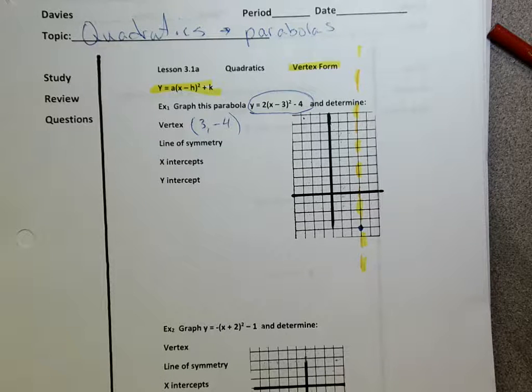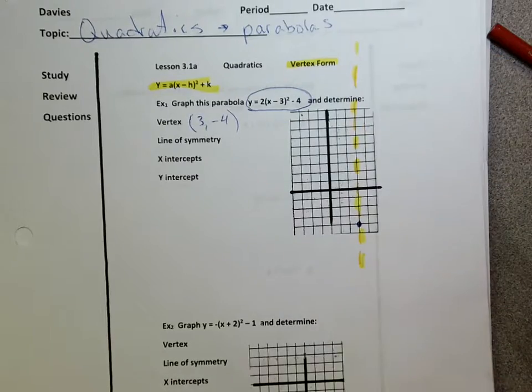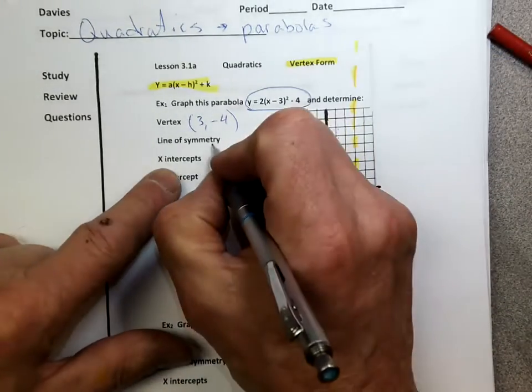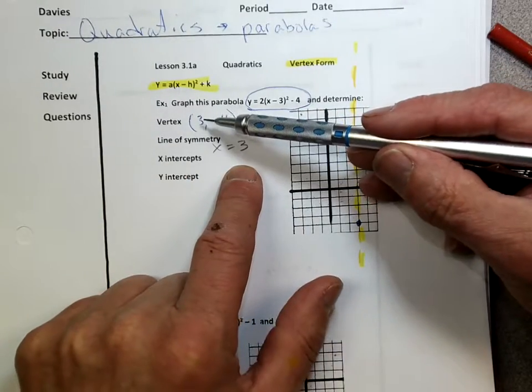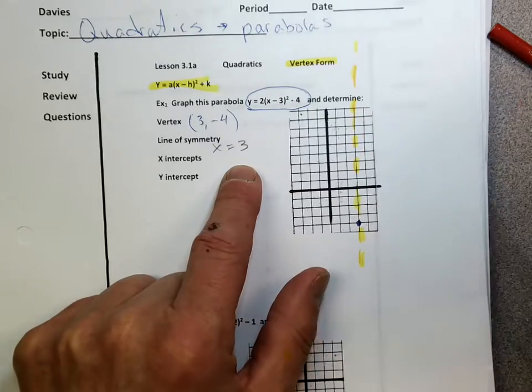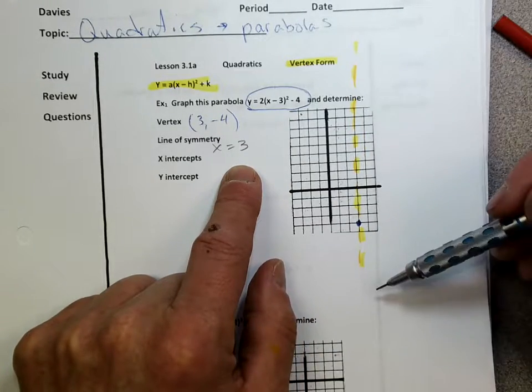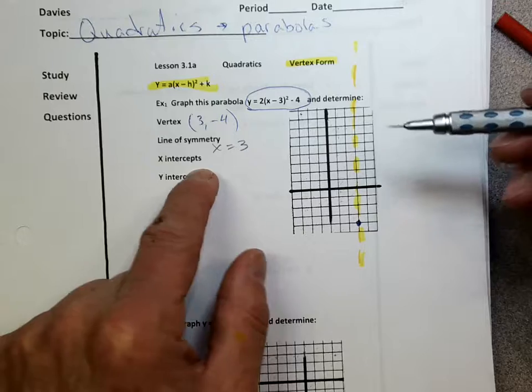Because it's a line, it should have an equation also, right? So it is a line. Its equation has to be an x-equals equation. In this case, it's going to simply be x equals 3. So the line of symmetry is going to be whatever the x value of your vertex has to be, because it's got to go right through your vertex, right? So x equals 3.